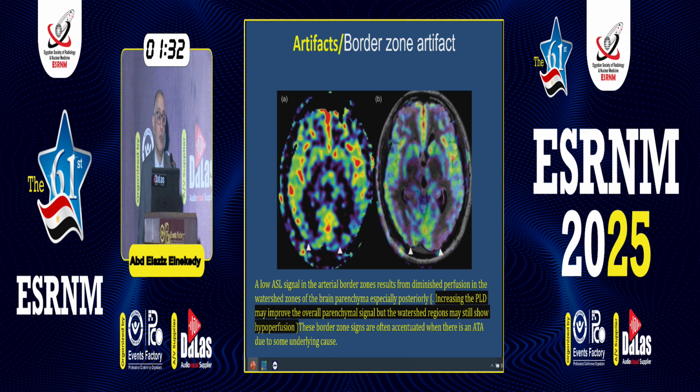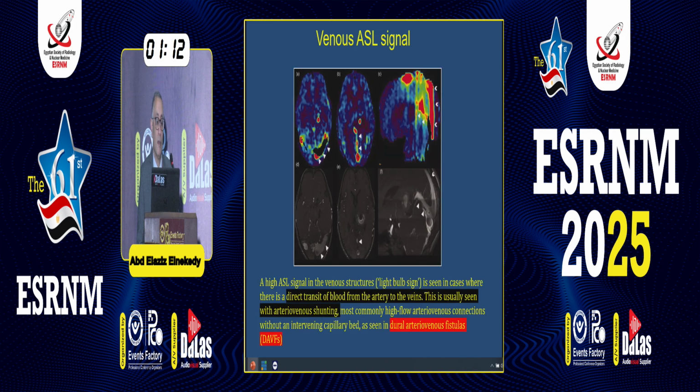Another artifact, which is called the border zone artifact, which is natural due to fading of the signal. You can see it at the border zones. This is not an actual perfusion defect, because if you repeat it with a more delayed time, you can see adequate perfusion.